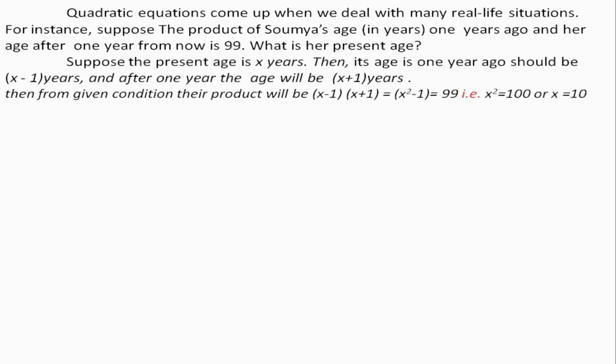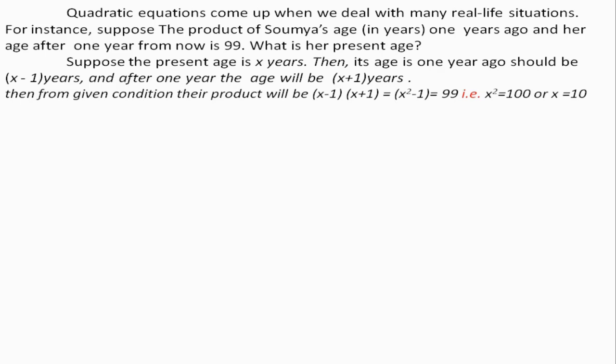So how do we solve the problem? Assume that the present age is X. Obviously, 1 year ago, the age will be X minus 1, and after 1 year, the age will be X plus 1. According to the given conditions, their product X minus 1 into X plus 1, using the formula A minus B into A plus B is A square minus B square, gives X square minus 1 is equal to 99. If we solve it, X square is equal to 99 plus 1, X square is equal to 100.